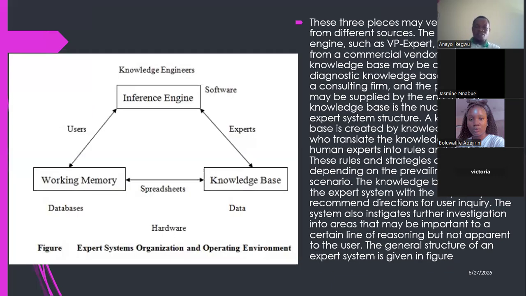Now, let's look at the organization of those expert systems as we just analyzed. As we discussed here, we have the knowledge engineers and the inference engine. We have the working memory database, and the knowledge engineers interact with the database through the users. At the same time, the inference engine could be the software where the expert has to relate with the knowledge base, which is the data, and the working memory interacts with the knowledge base through spreadsheets like Excel. These are what you sometimes see in your hardware system.